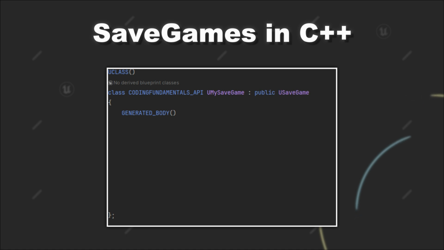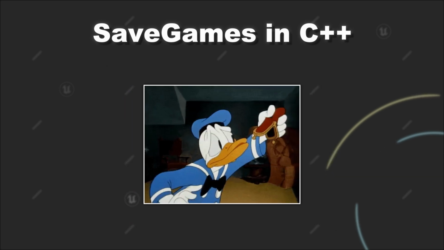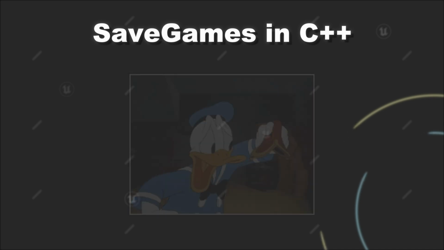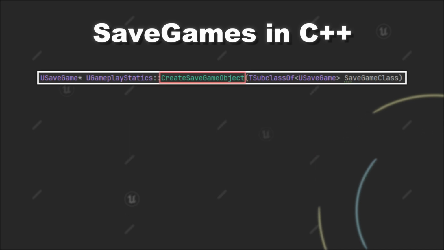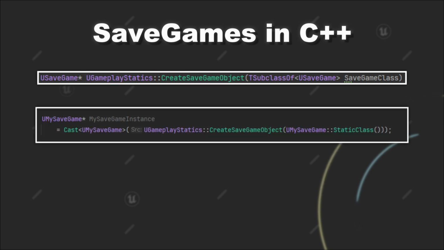This class will store the properties you want to save for the player, such as the character name, the amount of money the player has, or the current level of the player. If the player does not have an existing save file or wants to create a new one, you can use the create save game object function inside the UGameplayStatics class. This function initializes a new instance of your custom save game class.